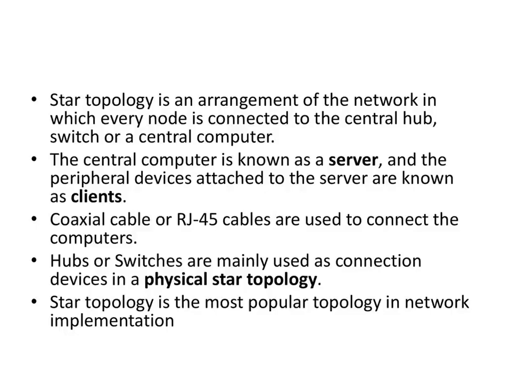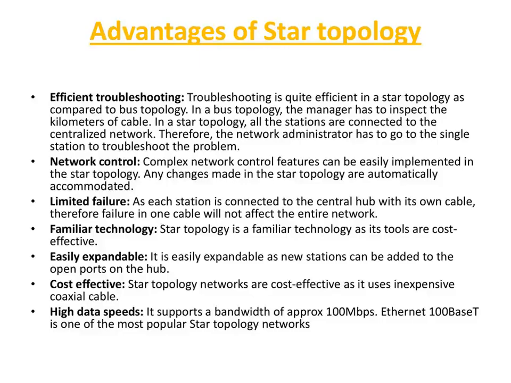In a bus topology, the manager has to inspect the kilometers of cable. In a star topology, all the stations are connected to the centralized network. Therefore, the network administrator has to go to the single station to troubleshoot the problem. Network control. Complex network control features can be easily implemented in the star topology. Any changes made in the star topology are automatically accommodated.